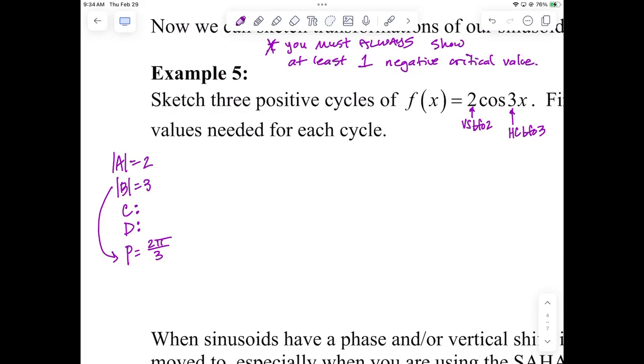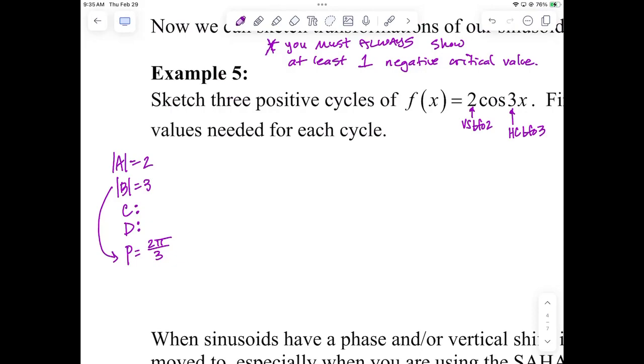Let's see if that works. From 0 to 2 pi thirds, I see the first cycle. From 2 pi thirds to 4 pi thirds, I see the next cycle. And then from 4 pi thirds to 6 pi thirds, I see the third cycle. What's another name for 6 pi thirds? 2 pi. See that? 0 to 2, 2 to 4, 4 to 6. 6 pi thirds is 2 pi. There you go. So that's the new period.